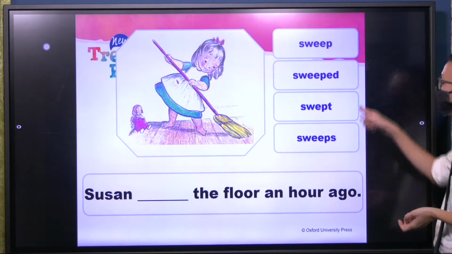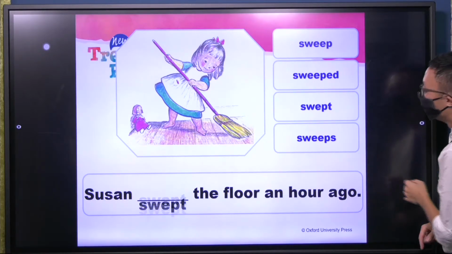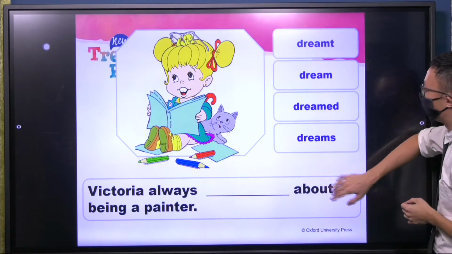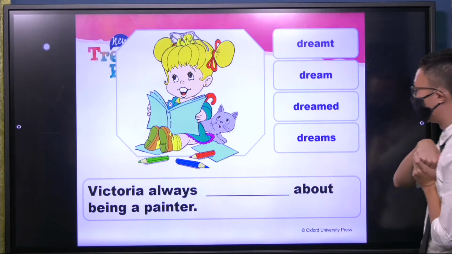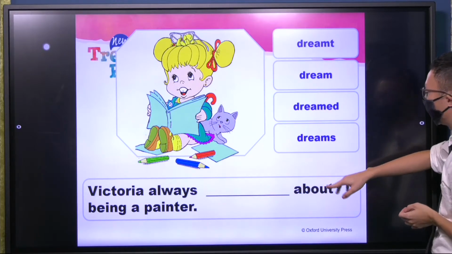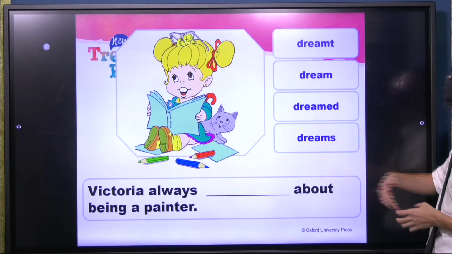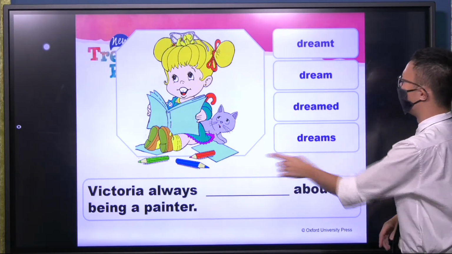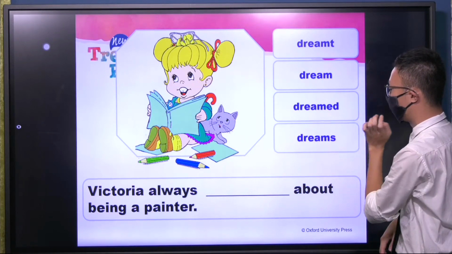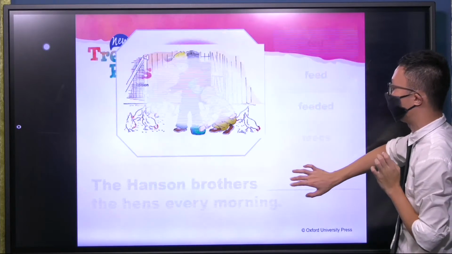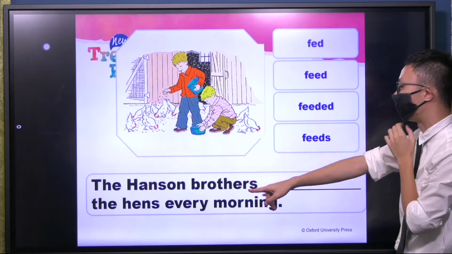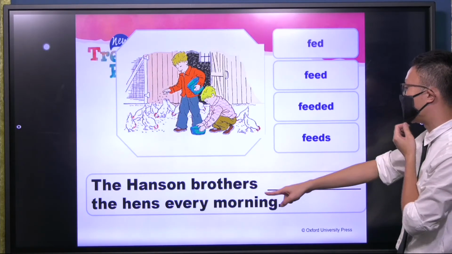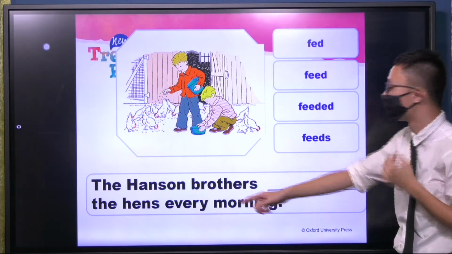This one is on, because past tense is flat. So I hope you're okay. And then Victoria always, and then blank about a painter. That's something recurring, that she always thinks about this. She's a girl, and she always dreams about being a painter. The Hanson brothers, and then blank, the hands every morning, recurring, right?